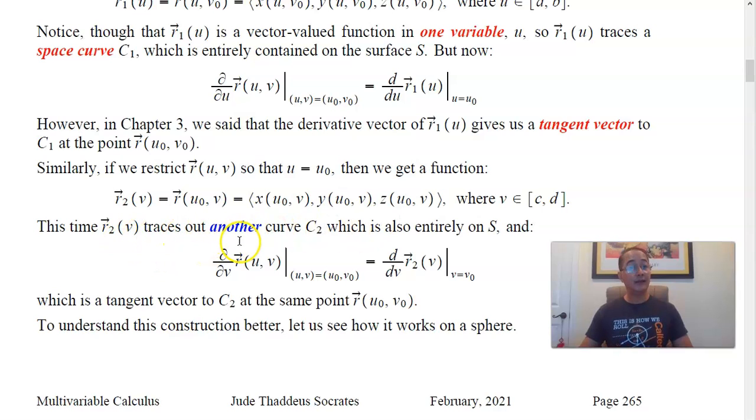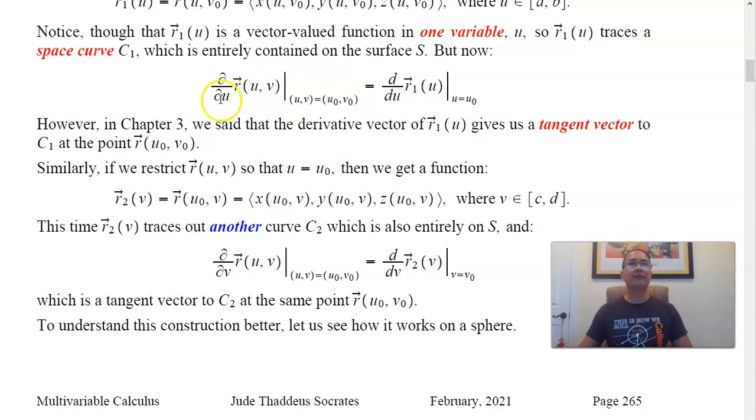So r2 of v creates another curve, let's call that C2, which is also on S. And so the partial of r with respect to v, evaluated at u0, v0, is just the ordinary derivative of r2 of v, where v is set to v sub 0. So we get the tangent vector to C2 at this same point, u0, v0.